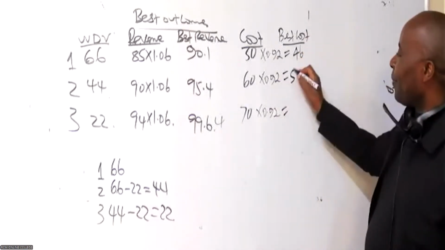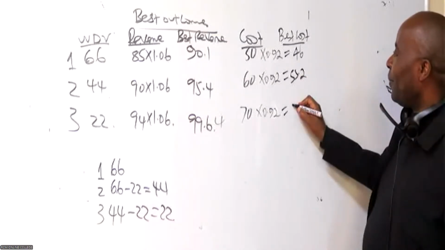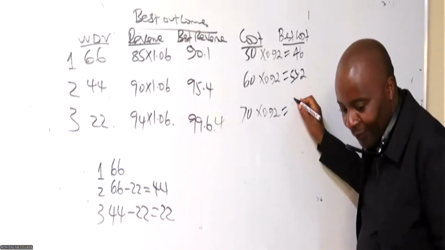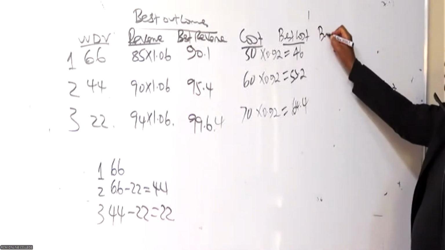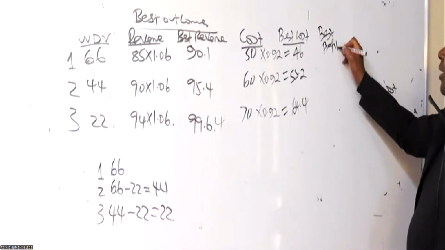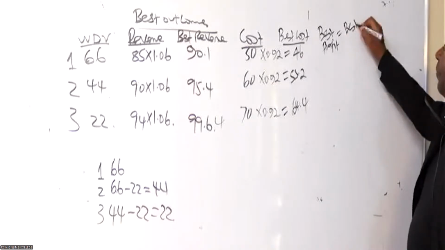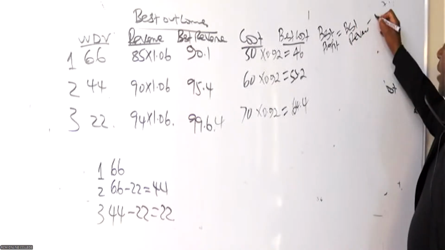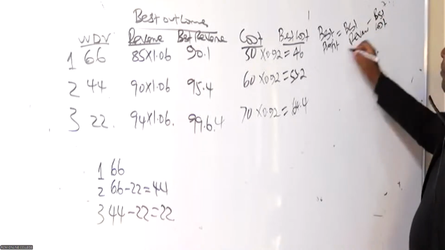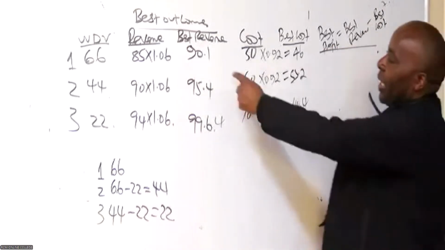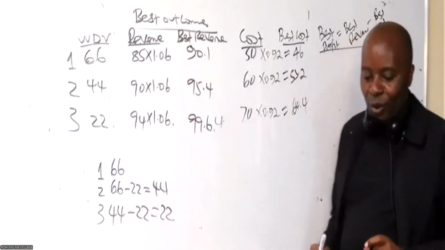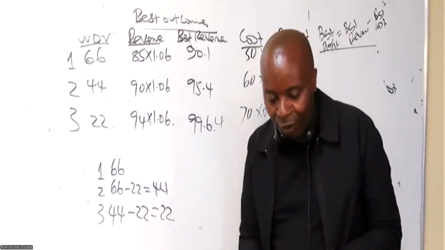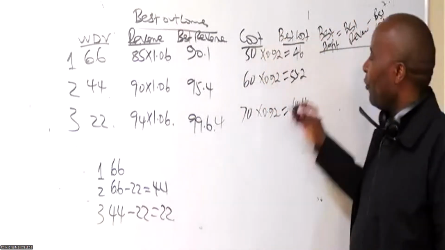55.2. 70. Then give me the best profit. So best profit will be best revenue minus best cost. So you take 90.1 minus 46, which will end up giving me what figure? 44.1. 44.1.